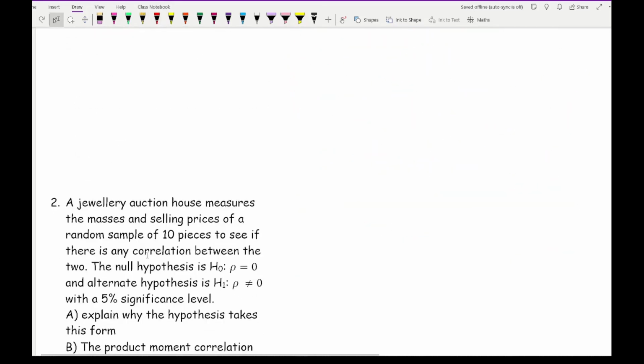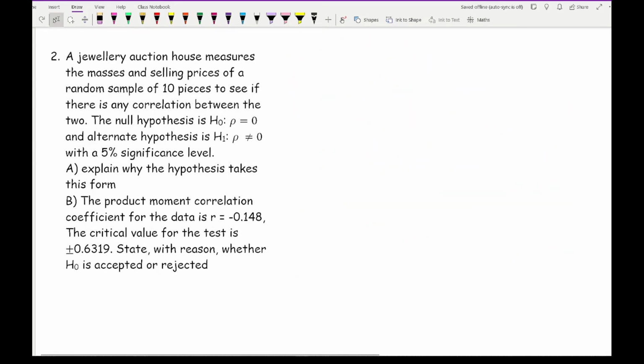So let's have a look at our second example. In our second example, it says that a jewellery auction house measures the masses and selling prices of a random sample of 10 pieces to see if there is any correlation between the two. The null hypothesis H0 is where rho is equal to 0. The alternate hypothesis is where rho is not equal to 0, with a 5% significance level. A: explain why the hypothesis takes this form.